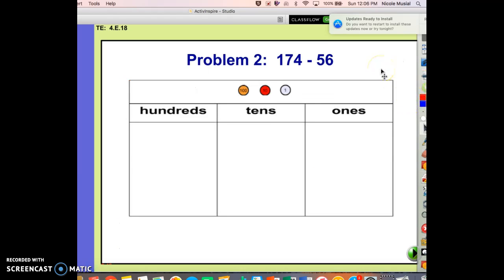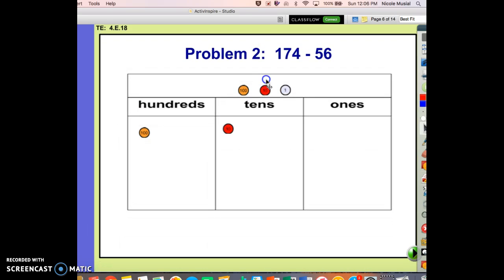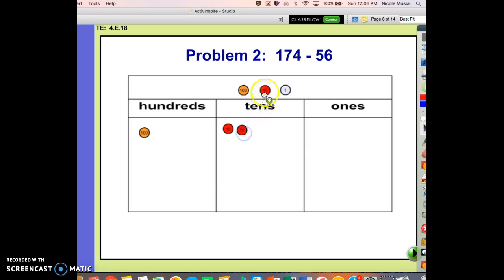And I want you to build the numbers, get the answers, just pause the video, and when you're done, come back and we're going to check it, okay? All right, so you should have 174 built. So we had 74. 20, 30, 40, 50, 60, 70, and 4. 1, 2, 3, and 4.